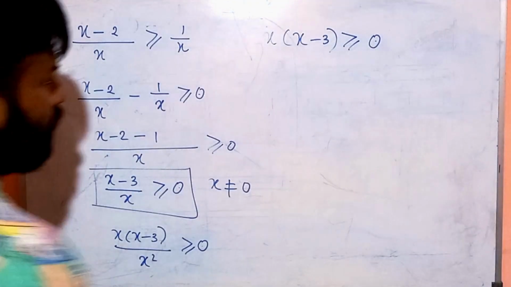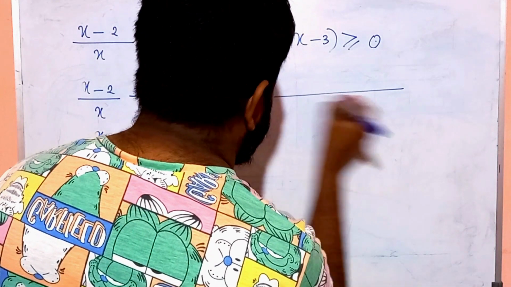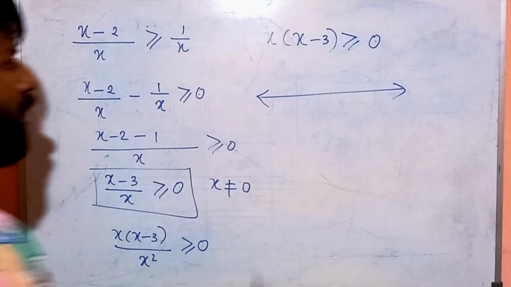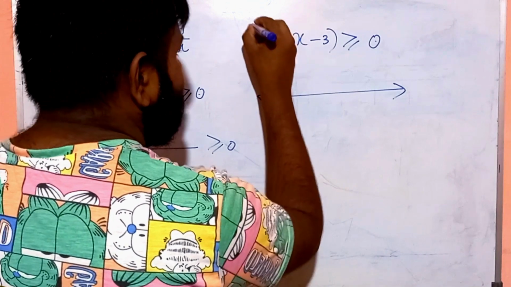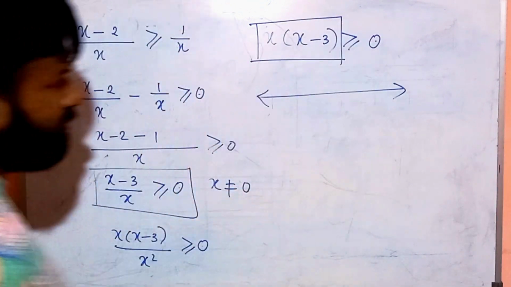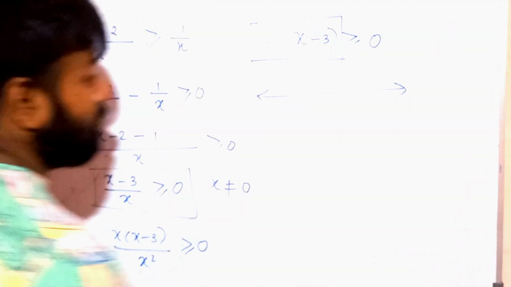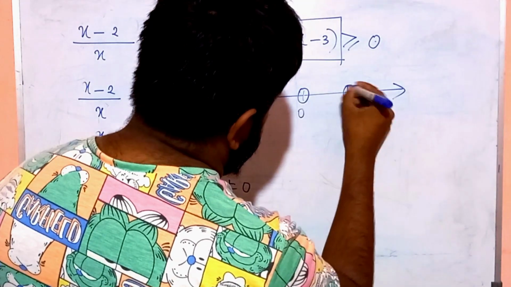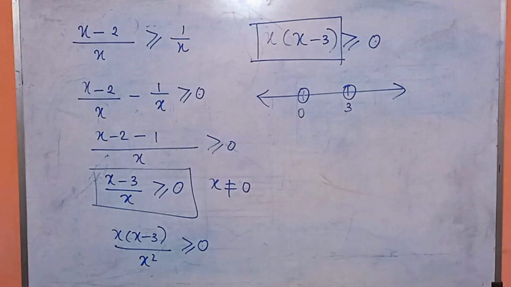So what do you have to do? You have to draw a number line for x. What are the values of x which make this expression 0? Those are 0 and 3. So you have to draw two circles.